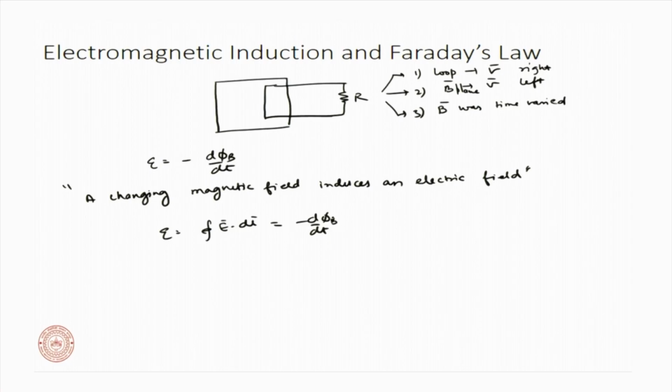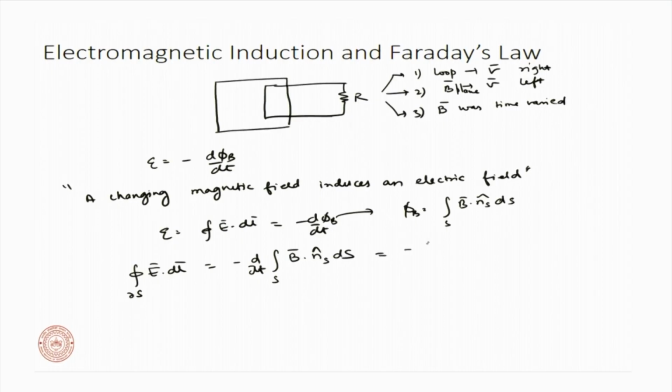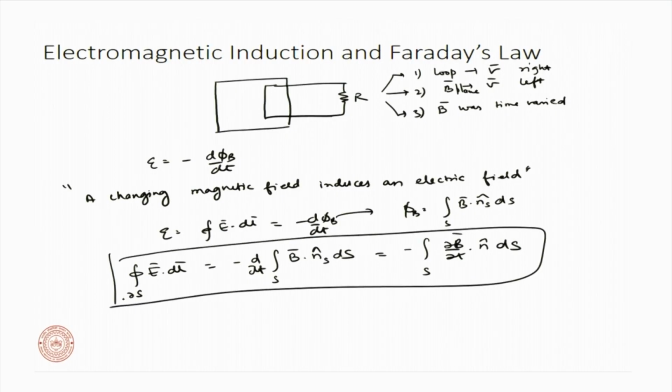Now, the magnetic flux phi B, we can replace this: phi B is equal to integration over a given surface of B vector dot n cap into ds. We can substitute this, therefore, integration over E dl over a loop which is binding a surface is equal to minus d by dt of integral over the surface of the magnetic field dot with n cap into ds, which is equal to minus integral over surface del B by del t dotted with surface normal into ds. This is our Faraday's law, the integral form of the Faraday's law.